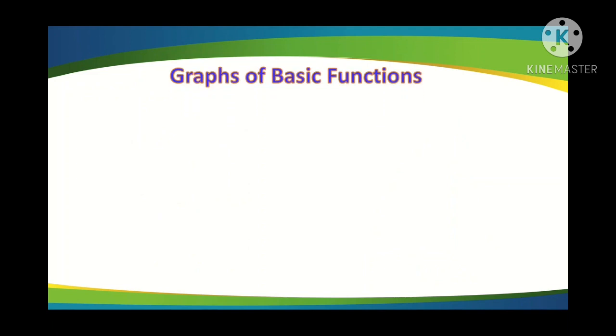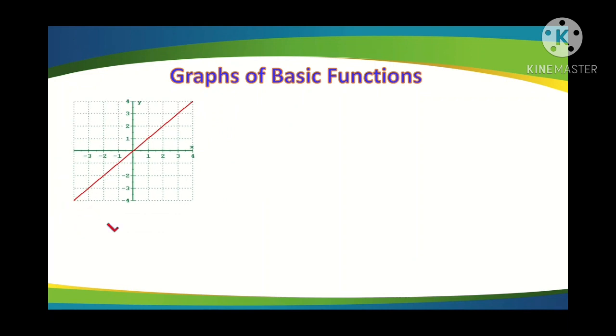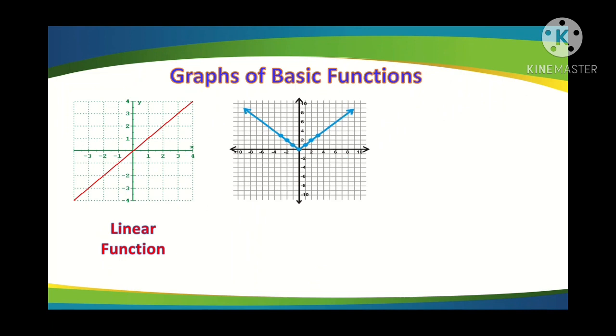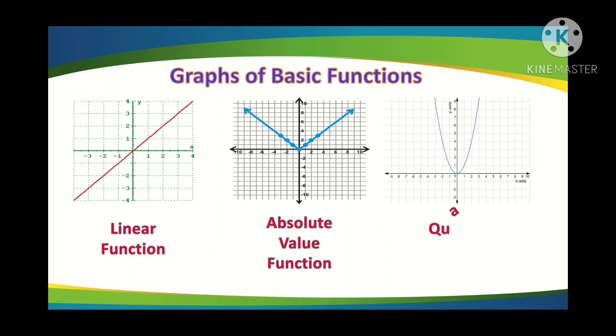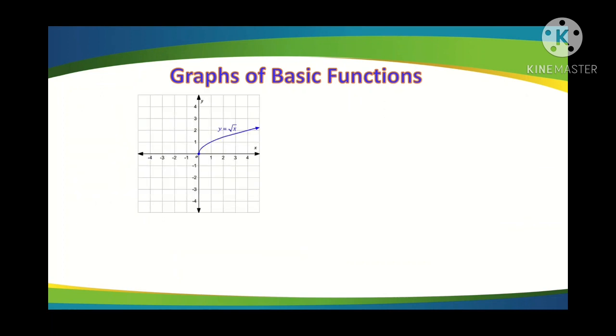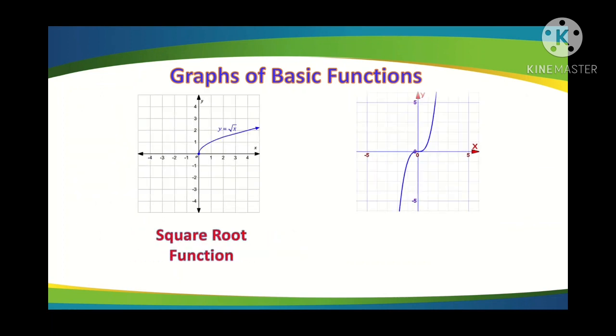Let us familiarize ourselves with some of the graphs of basic functions. So we have first the linear function. Second, we have the absolute value function. And third, we have the quadratic function. Since we have 1 point of intersection on these graphs, that means these are all functions. And we have the fourth one, the square root function. The fifth, the cube function.